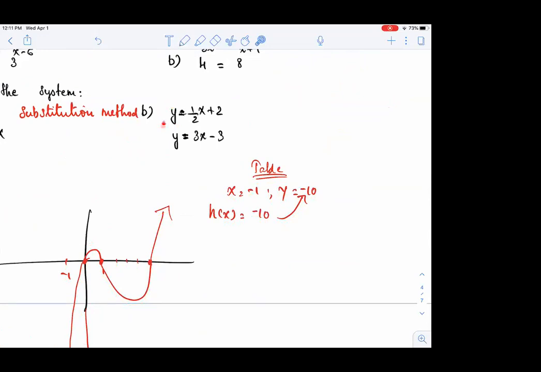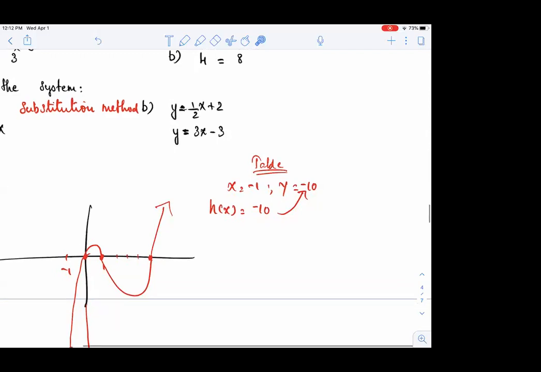How about the second system? We have y is equal to half x plus 2, y is equal to 3x minus 3. We have two equations, two variables. Elimination or substitution? Which one? Here also a substitution will work. You know why? Let me show you.